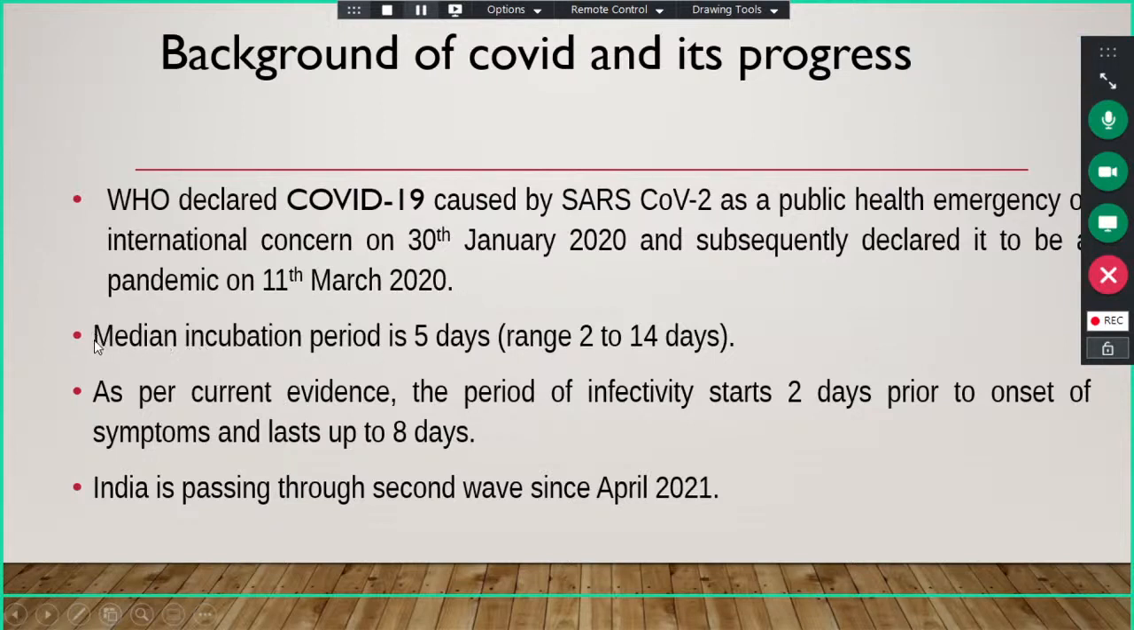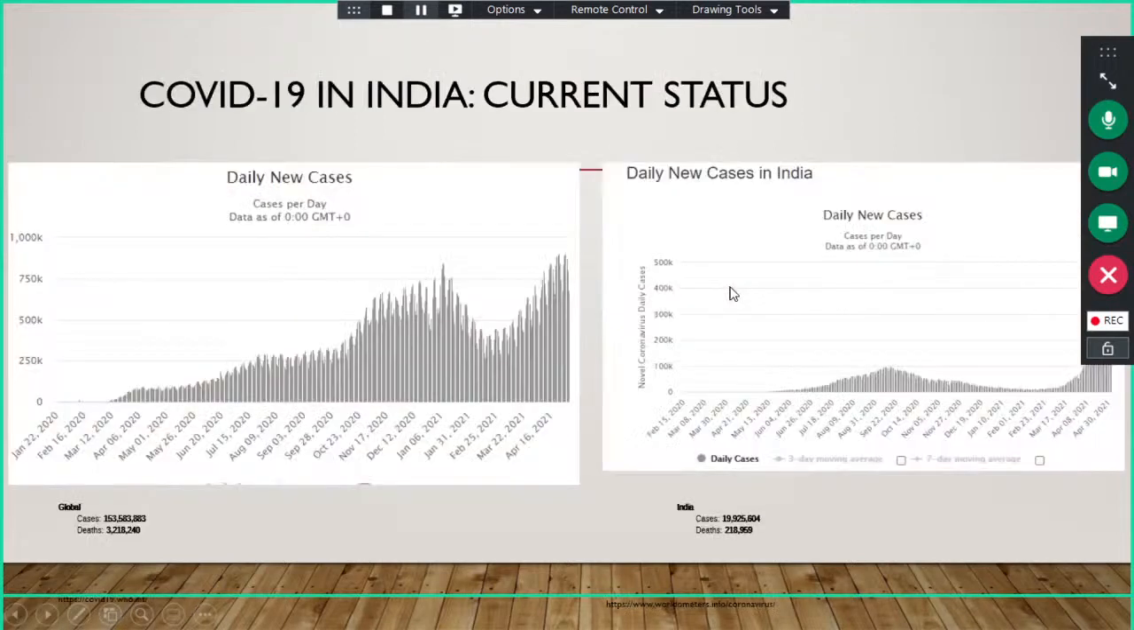2019. The median incubation period for this virus is around 5 days, which may range between 2 to 14 days, majority between 5 to 7 days. As per current evidence, the period of infectivity starts 2 days prior to the onset of symptoms and lasts up to 8 days. India is passing through the second wave. India started having an outbreak in March 2020, then it increased in the first wave, and now from the end of last March till now we are passing through the second wave of COVID.